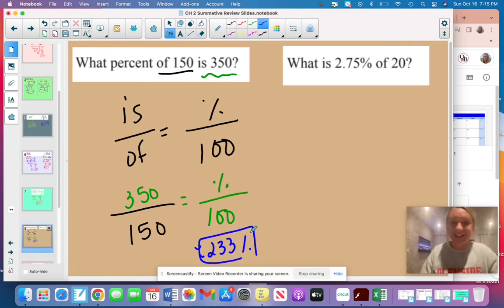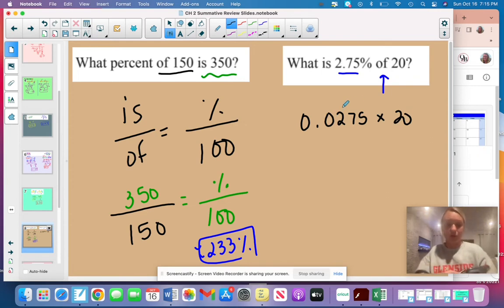This one says, what is 2.75% of 20? I'm going to show you two ways on this one. If this was me, I would do the quick way. If I convert that to a decimal, that would be 0.0275 and then times 20. You can do 0.0275 times 20, which would give you 0.55. And that makes sense because it's literally about 2% of 20. It's very, very little.